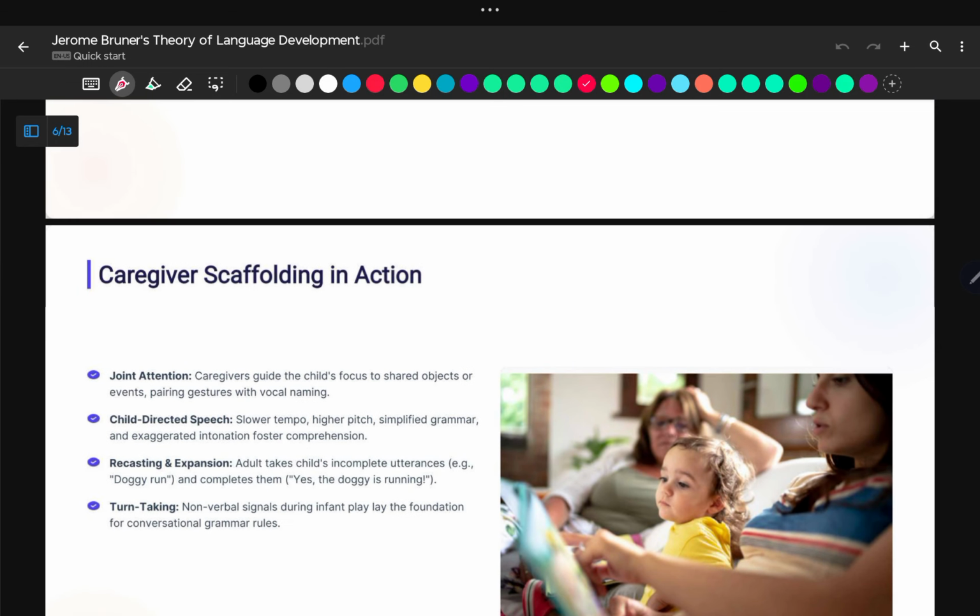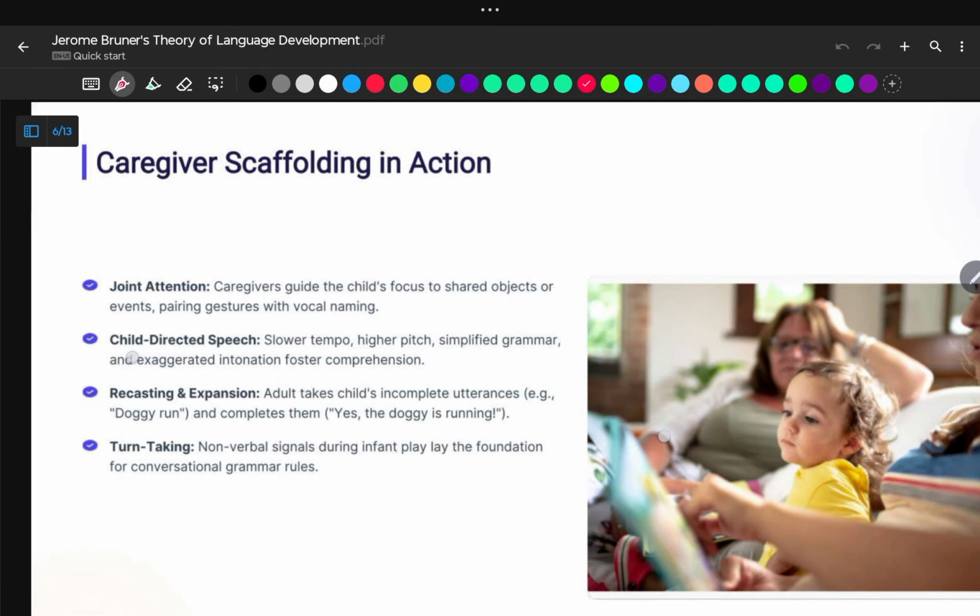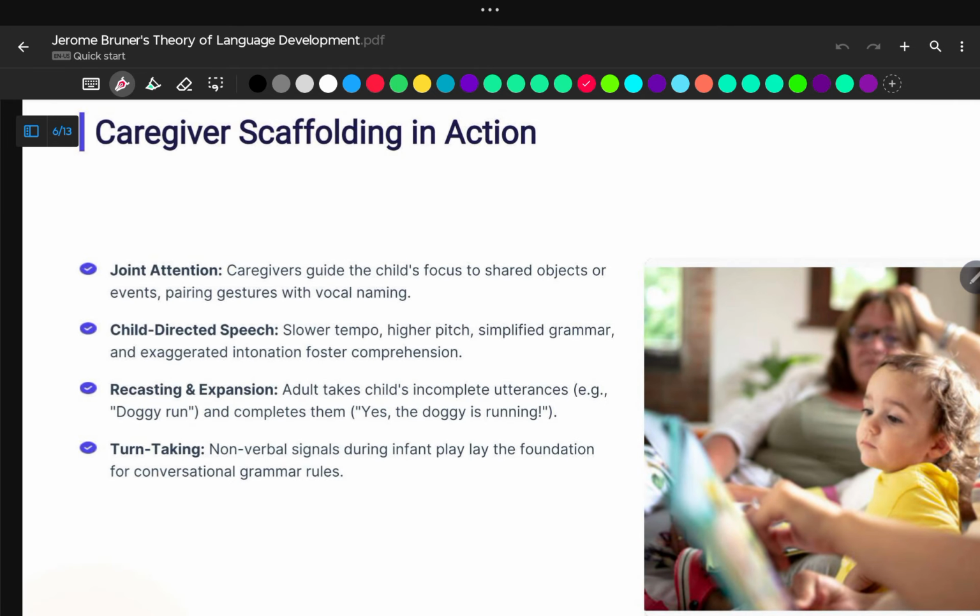Now let's dive into caregiver scaffolding in action. Now learn about what joint attention is. Joint attention is when caregivers guide the children's focus to a shared object or event, pairing gestures with vocal naming. And the next concept is child-directed speech.